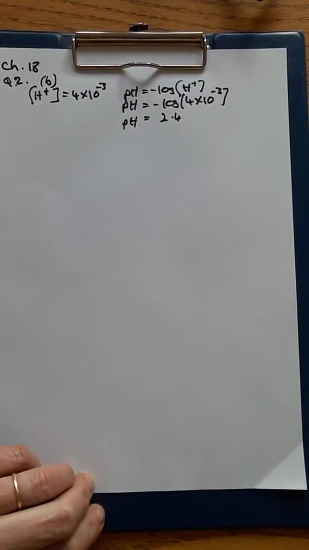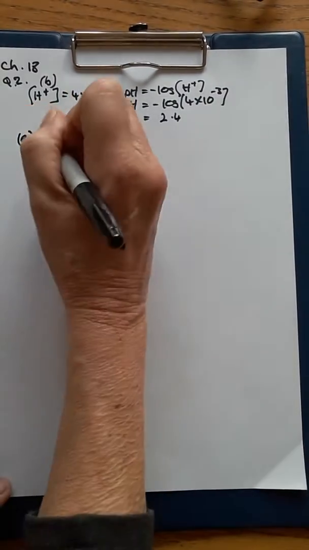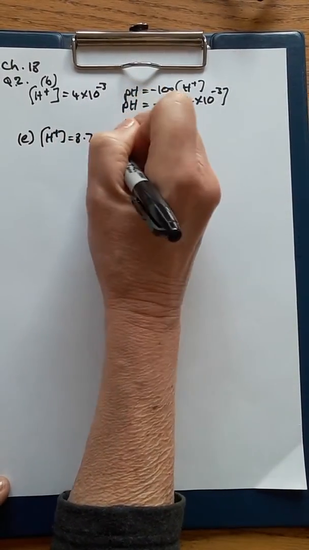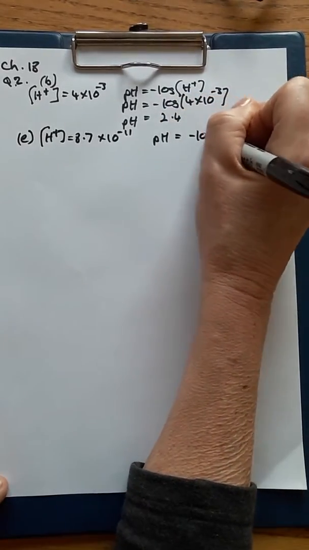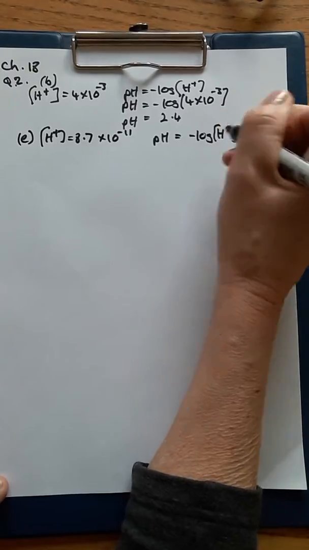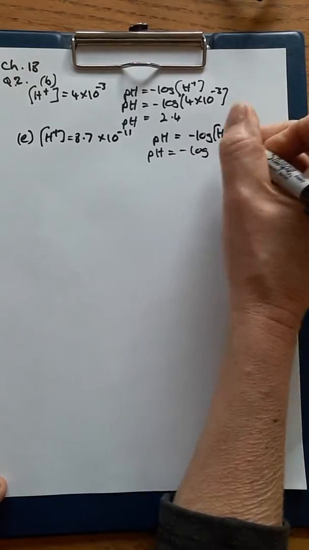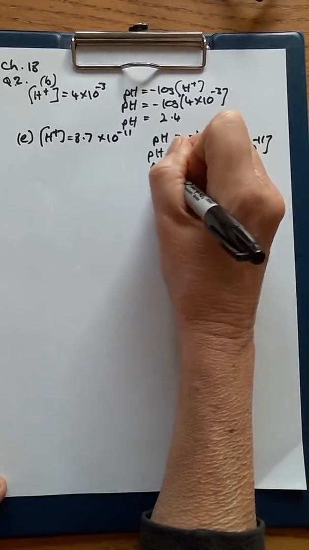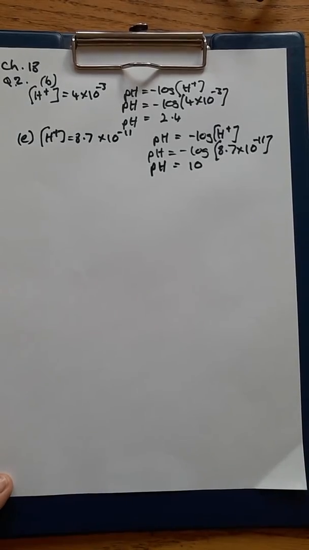The next one I'm going to do is part E. Part E of that question tells me the hydrogen ion concentration of a solution is 8.7 by 10 to the minus 11. So I know that the pH of anything, and this is your definition for a pH, if you're asked to define pH, you can just write this sentence down. So pH in this case is minus the log of 8.7 by 10 to the minus 11. And when I put that into my calculator, I get pH 10. Right, so that's the first type.